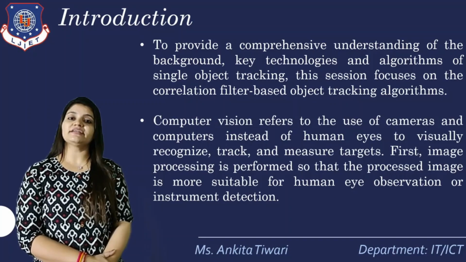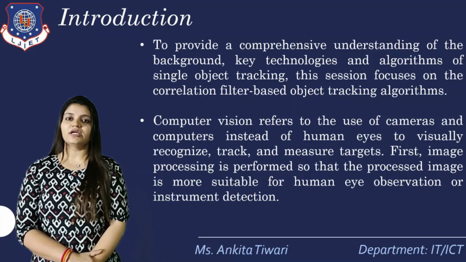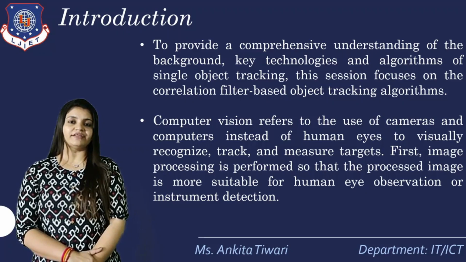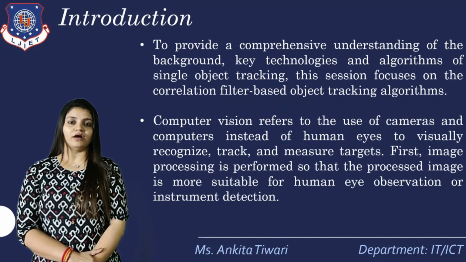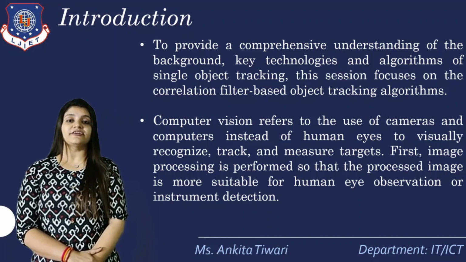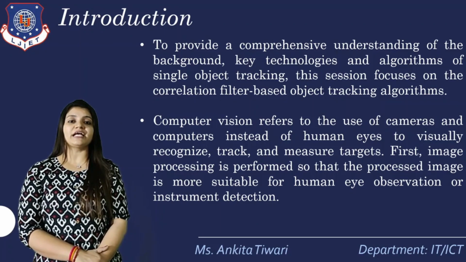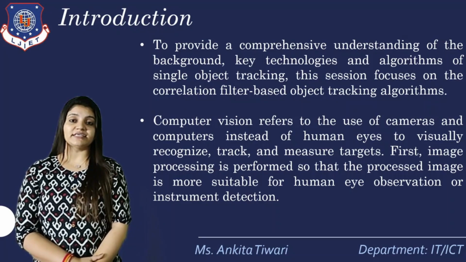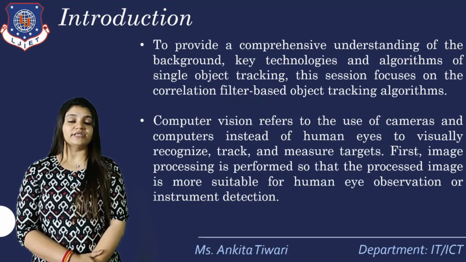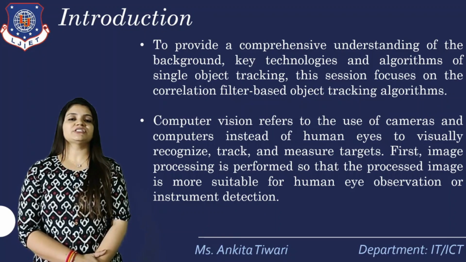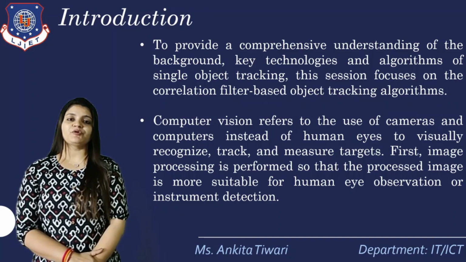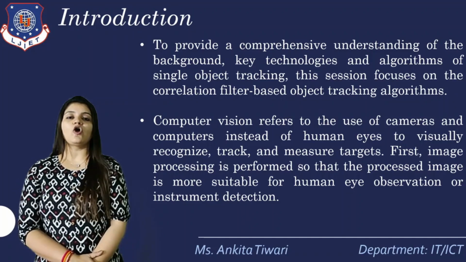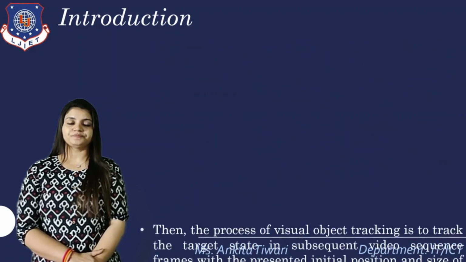So computer vision basically refers to the use of cameras and computers instead of the human eyes. What we see with the human eye, from our retina, is an image, and the same thing has to be analyzed by the computer as well, to recognize, track and measure the targets. First, image processing is performed so that the processed image is more suitable for the human eye, for observation or instrument detection.